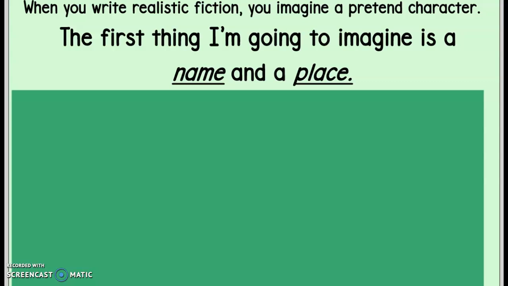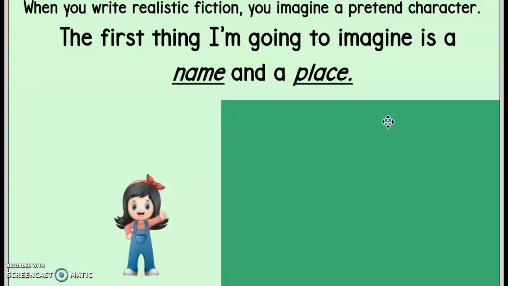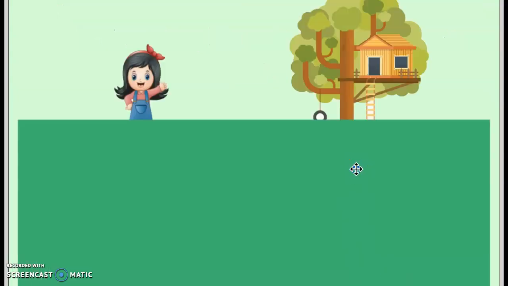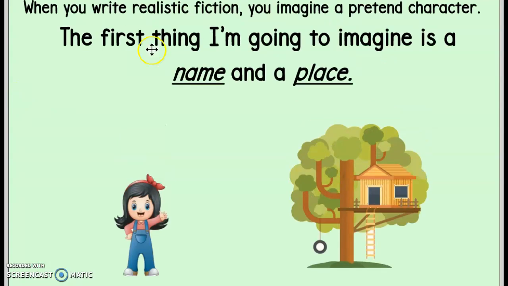After you thought about the character that you want, you can think about their name and a place. So I'm going to think, when I was younger, I wanted to live in the woods. So I'm going to imagine a girl who has a tree fort in the woods. And I always thought the name Gretchen sounded like somebody who would play in the woods and have a tree fort. So I'm going to make my character a girl, and her name is Gretchen. And most of her adventures are going to happen at her tree fort. So now I've imagined a name and a place for these adventures to happen, okay?